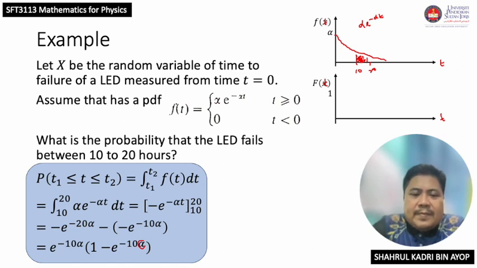For the accumulative distribution, it looks something like this. So this is 1. Something like this. This is the accumulative probability distribution.